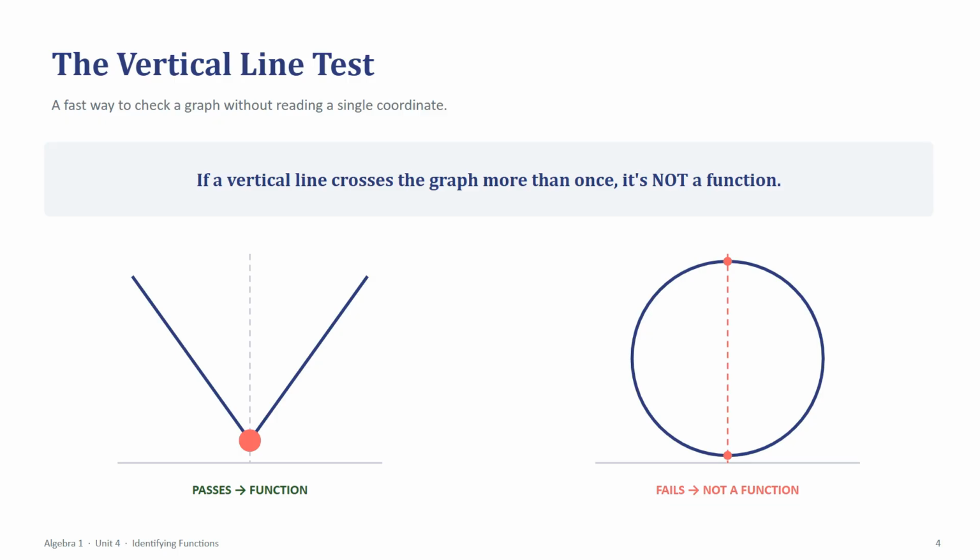The second example fails because every x value has two y values in this graph, and that is not correct. So it is not a function.